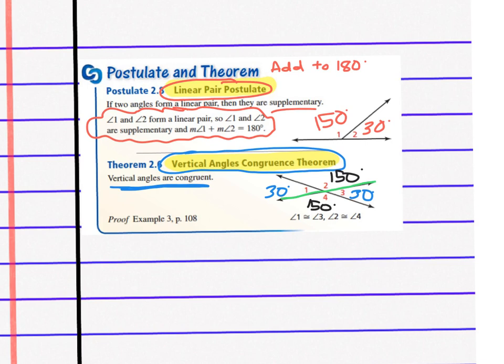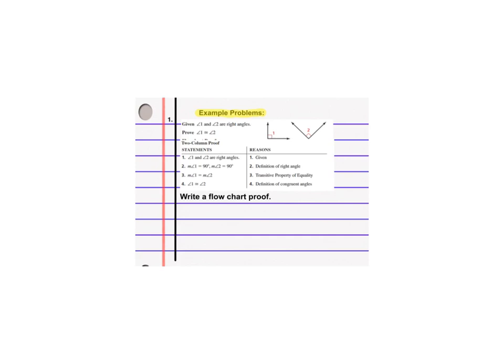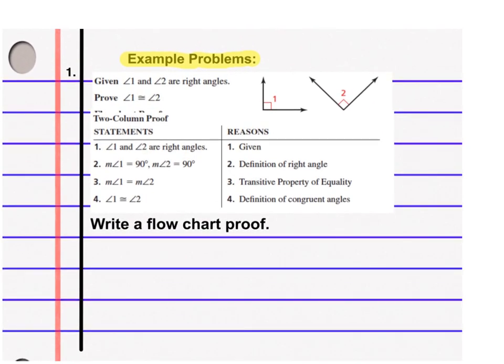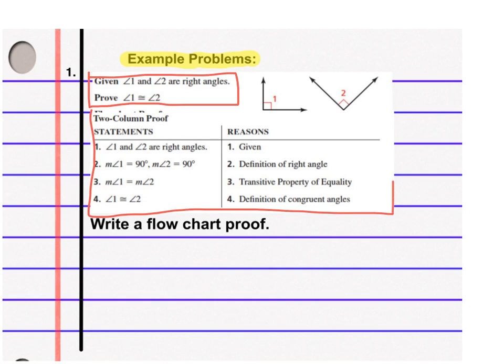So pause the video if you need any more time for this. All right, and we're going to get into the examples. So you are going to need to write down example 1. Pause the video so that you can copy the 2-column proof. You definitely do need this part. Given angle 1 and angle 2 are right angles, prove that angle 1 is congruent to angle 2. And you do need this 2-column proof. So pause the video so that you can write that down.